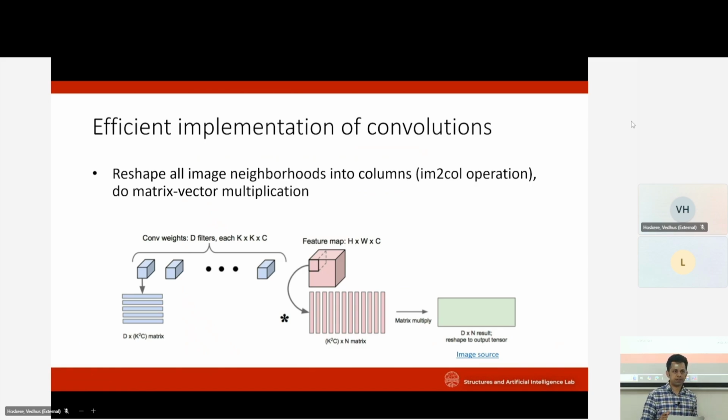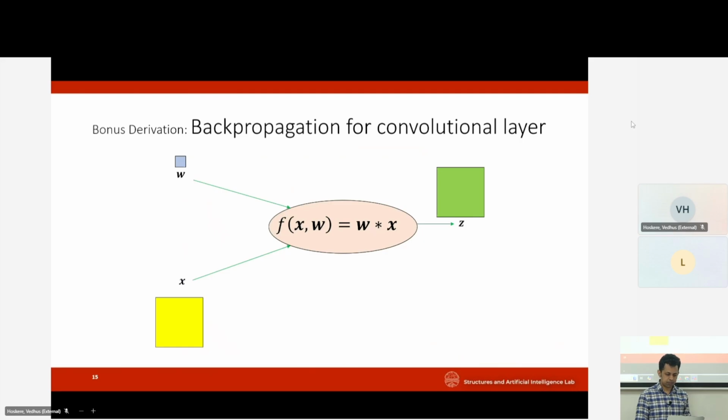GPUs are very efficient at doing matrix multiplications. Convolutions are not exactly matrix multiplications, but you can rewrite a convolution as a matrix multiplication. The way you do that is by expanding out the convolution into something called a Toeplitz matrix. Wait, I'm going to skip this.